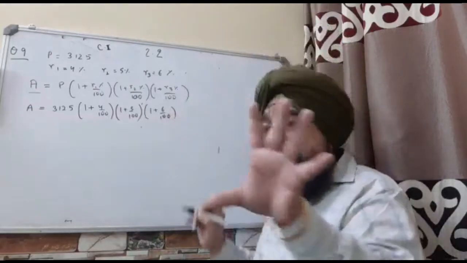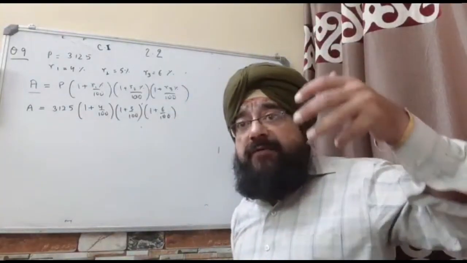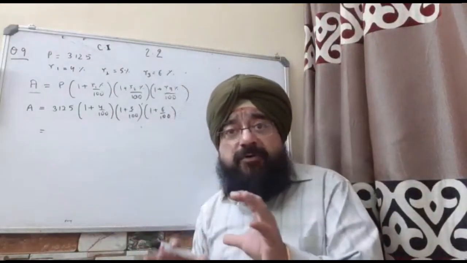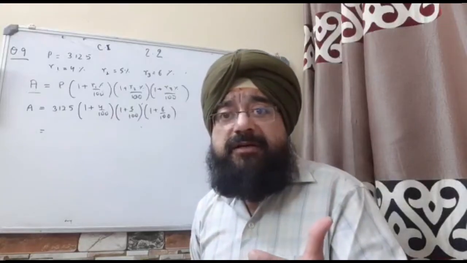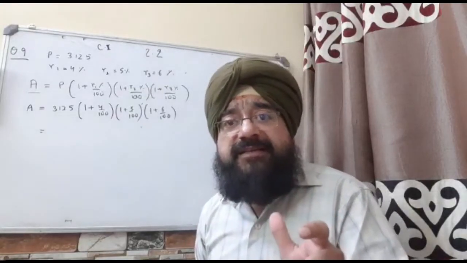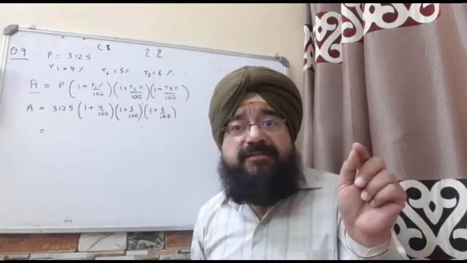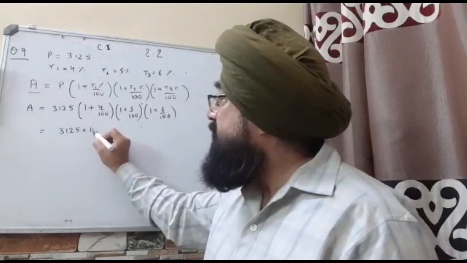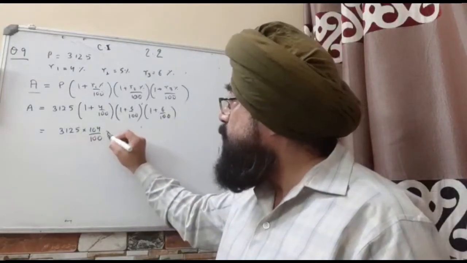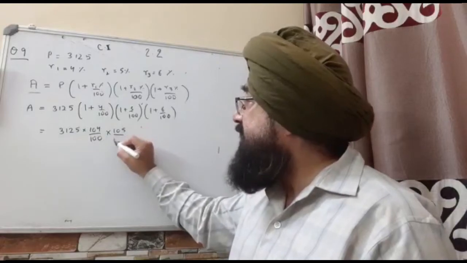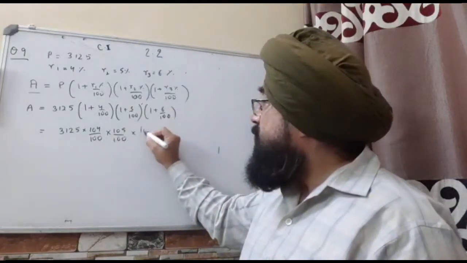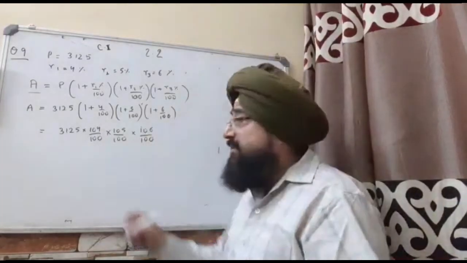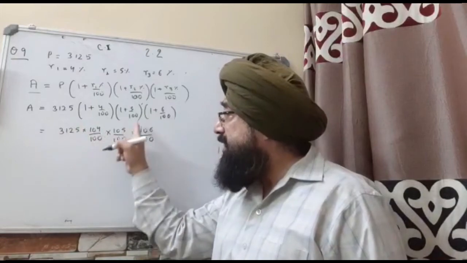Now before you say anything and before you understand anything, I will suggest that you take LCM, be calm about it, let 100 be in the denominator, because division by 100 is very easy, decimals simply shift. So 3125 into 104 upon 100 into 105 upon 100, and I can understand the anxiety, into 106 upon 100. Yes, you can. I understand this. That is, you can divide it by 5, and again you can divide it by 5.